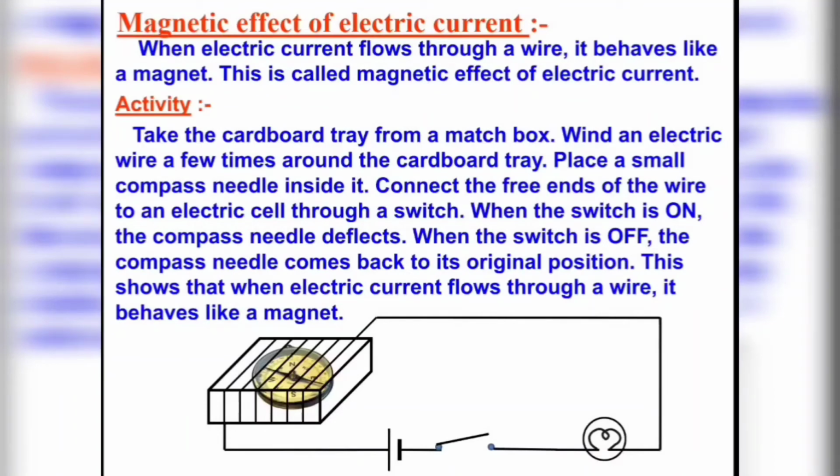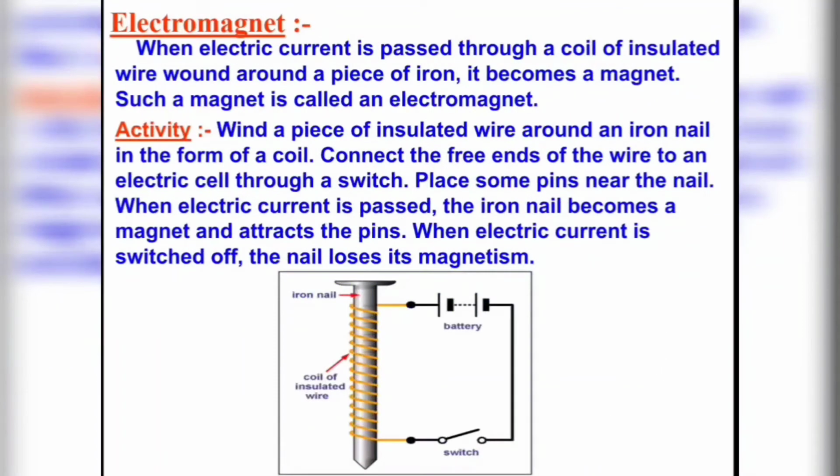Due to this magnetic effect of electric current, a coil of wire carrying current produces a magnetic field around it and starts behaving like a magnet. This can also be observed by this activity which is shown. Here we have taken a cardboard tray of a matchbox and then we have wound an electric wire around it. Also, a small compass needle is kept inside the matchbox. When the switch is on and the current is allowed to pass through the circuit, the compass needle gets deflected, and it shows that the electric current flowing through the wires makes it behave like a magnet.